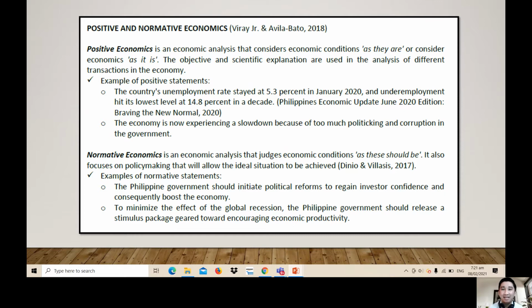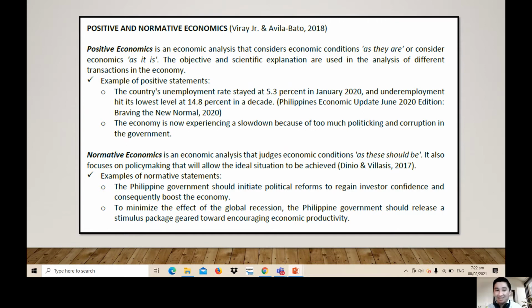What really is actually happening in the economy. So that's positive economics. Next is normative economics. It is an economic analysis that judges economic conditions as they should be. Parang perfectionist ito: this must be. It also focuses on policy making that will allow the ideal situation to be achieved. Example: the Philippine government should initiate political reforms to regain investor confidence and consequently boost the economy. And to minimize the effect of global recession, the Philippine government should release a stimulus package geared toward encouraging economic productivity.